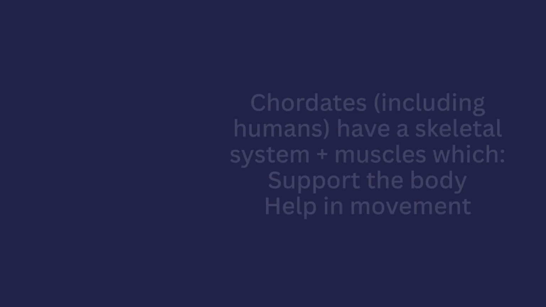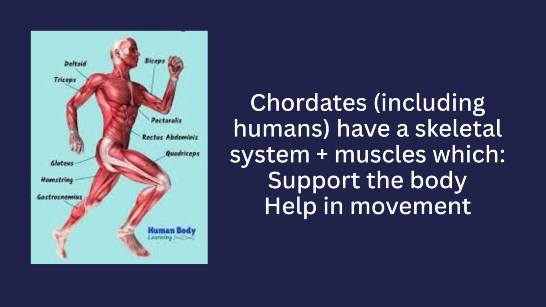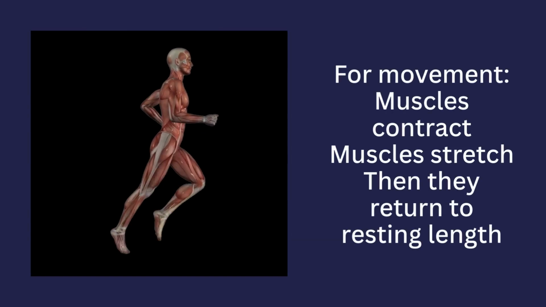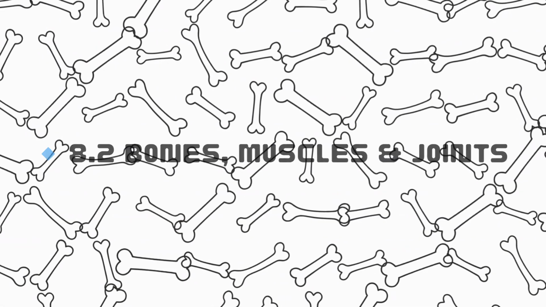How chordates move. Chordates, including humans, have a skeletal system plus muscles which support the body and help in movement. How movement happens: for movement, muscles contract, muscles stretch, then they return to resting length.